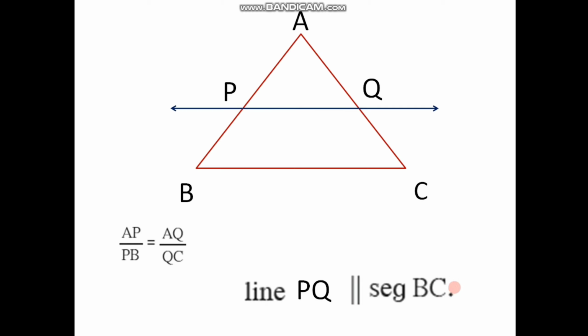In the basic proportionality theorem, it is given that line PQ is parallel to segment BC, and if it is so, then AP by PB is equal to AQ by QC. This time, this is a converse of basic proportionality theorem. That's why it is given that line PQ divides two sides of a triangle in the same proportion. Then from that, we have the same line is parallel to the third side, that is PQ is parallel to BC. So this is the converse of basic proportionality theorem. By using these two theorems, we can solve some examples.